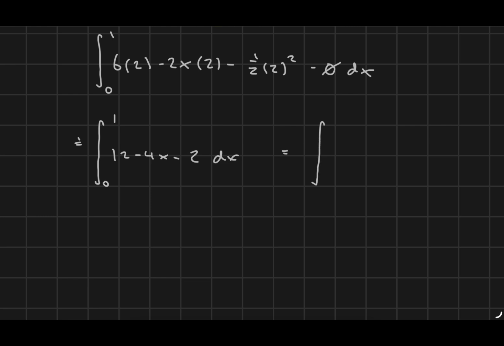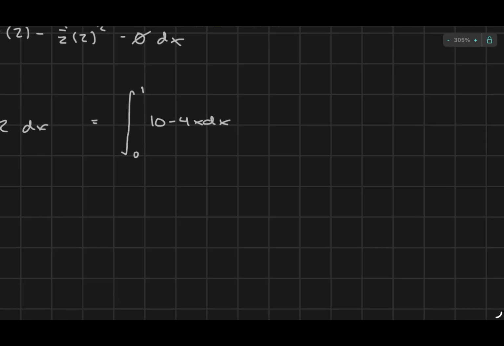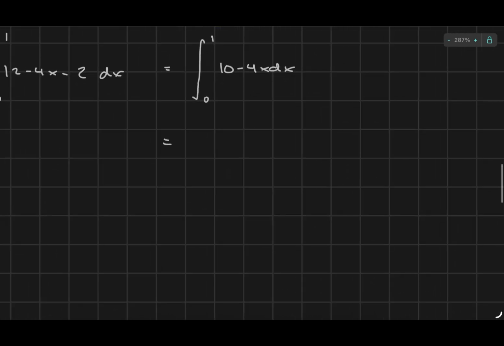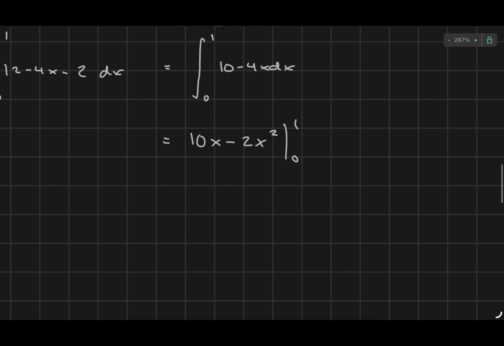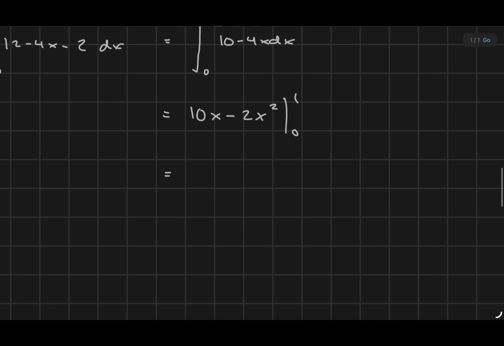Simplifying one more time even further, we're going to have the integral from 0 to 1 of 10 minus 4x dx. Simple integral yet again. This is definitely calculus 1, calculus 2, what we're doing here. I'm not even going to write another integral sign. We are going to have 10x minus 2x squared from 0 to 1. Fundamental theorem of calculus here. We're going to apply that.